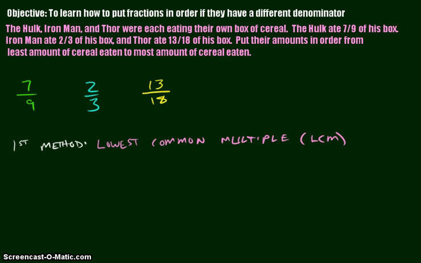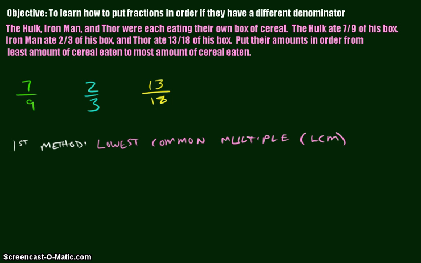The Hulk, Iron Man, and Thor were each eating their own box of cereal. Superheroes need to eat breakfast as well, and they have to eat their boxes of cereal. The Hulk ate 7/9 of his box. Iron Man ate 2/3 of his box, and Thor ate 13/18 of his box. Put their amounts in order from least amount of cereal eaten to most amount of cereal eaten.